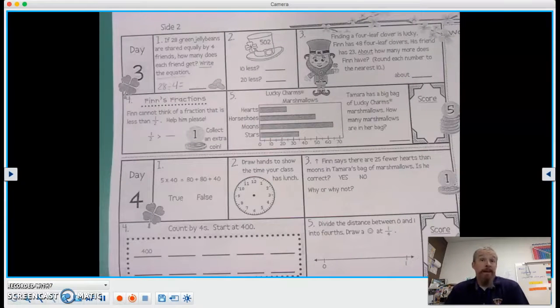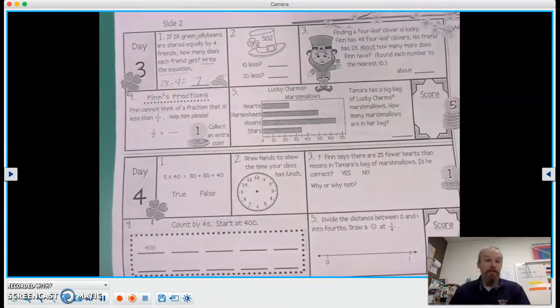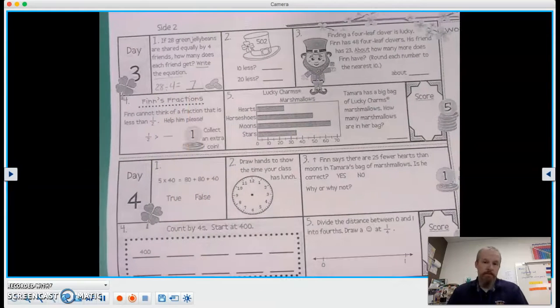Something times 4 is 28. You can start at 1. No, obviously, right? 2, that's only 8. That's not enough. So something else times 4, right? It's got to be a bigger number. Well, that's 4, 8, 12, 7. 7, and then I'm going to use those as our jelly bean labels. So 28 divided by 4 friends is 7 jelly beans for each friend.